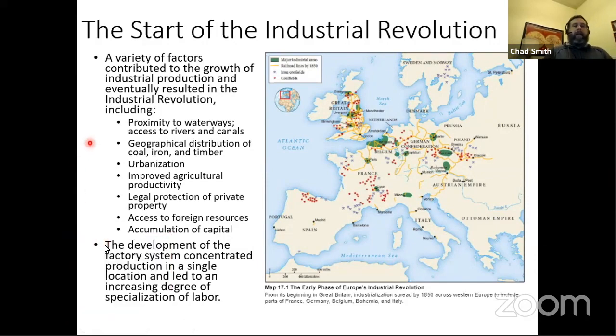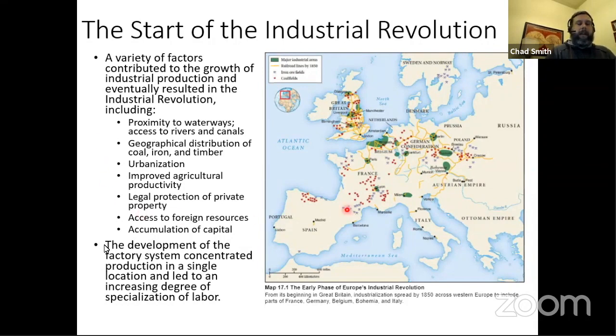So let's take a moment and look at these factors that are actually the exact wording and phrase that come from the College Board description of the World History curriculum. These exact wording and phrasing include proximity to waterways and access to rivers and canals, geographical distribution of coal, iron, and timber, urbanization, improved agricultural productivity, legal protection of private property, access to foreign resources, and accumulation of capital. But what does all of this mean, and how does it make the Industrial Revolution possible?